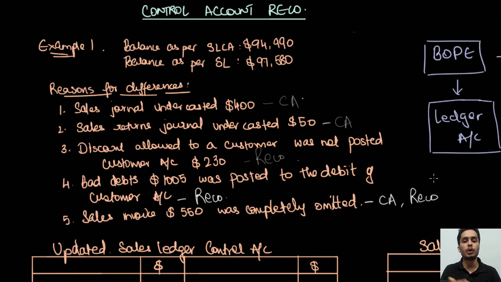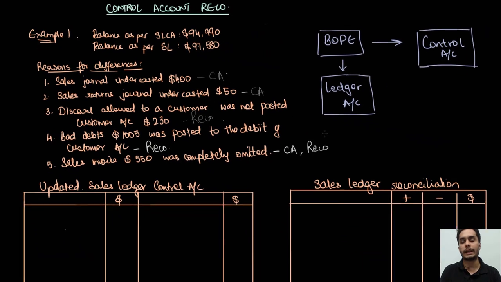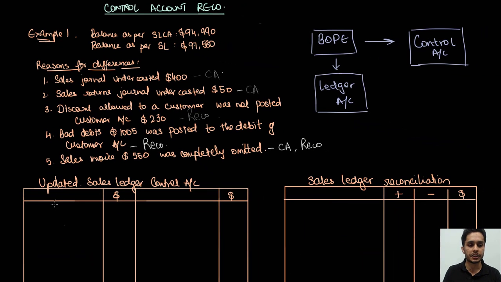Now let's see how can we go about first preparing our control account, updated control account, and then the sales ledger reconciliation. I will start my updated control account with the balance that was brought down earlier. With the previous balance brought down, I will start my updated control account.